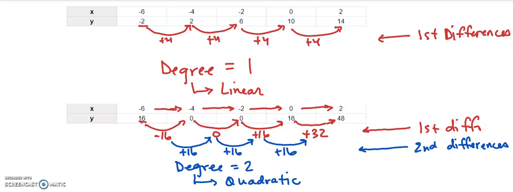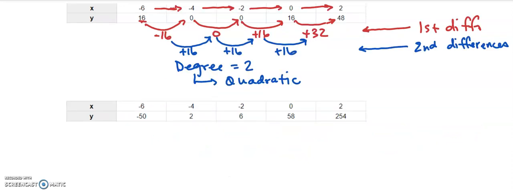So let's take a look at one more and go through this process. So we've got this function here. Again, looking at the x values, they're going to increase by 2 every time. So we have that arithmetic nature in the x values. So what we're going to do is analyze the differences between the y values, or my outputs, in order to try to identify the degree of the function.